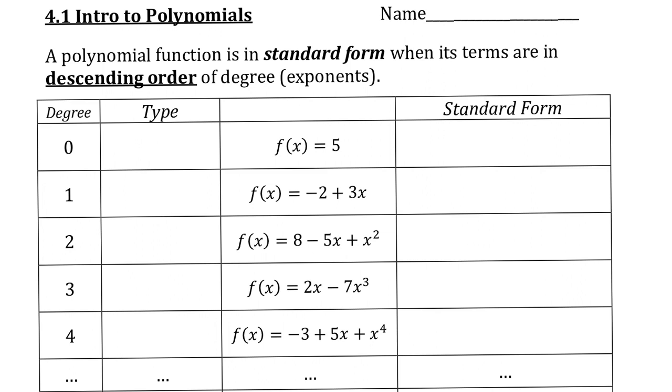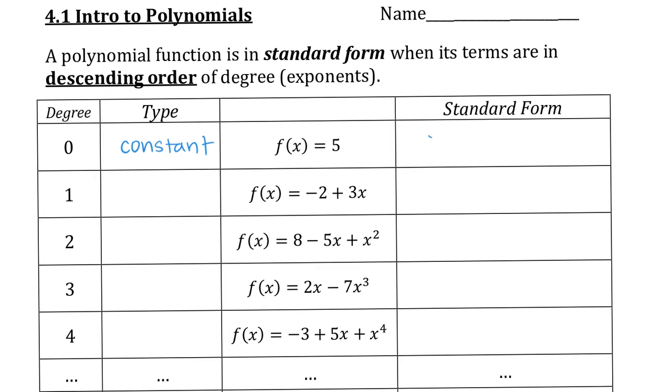Okay, the first vocabulary: a polynomial is in standard form when its terms are in descending order of degree, and when we see degree, we're thinking of exponents. Some of these have special names like quadratic. The first kind is degree 0. Degree 0 means there's no exponent on the variable, or there's no variable. So for example, degree 0, we call this constant because for this example function f of x equals 5, y always equals 5.